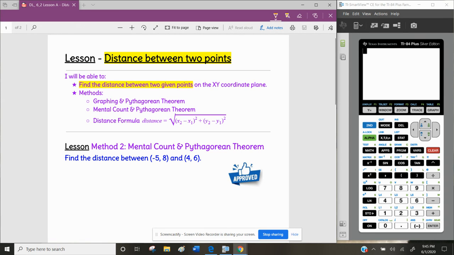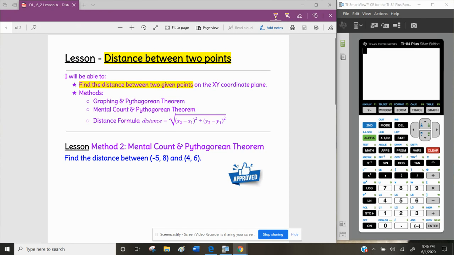I particularly do not like the distance formula because students make mistakes plugging in negatives, following order of operations. It's just not my preferred method. I prefer the second method because what if you don't have graph paper? SAT doesn't give you graph paper. ACT doesn't give you graph paper. Not all questions where you might need to find the distance between 2 points allow for graph paper. So this method where you mentally count how far apart the dimensions are and substitute that into Pythagorean theorem is what we're going to do here.